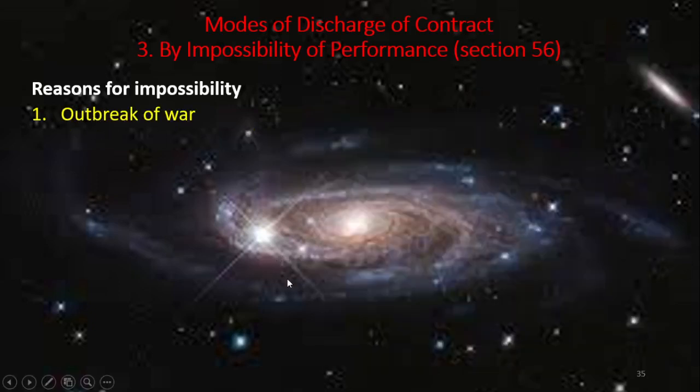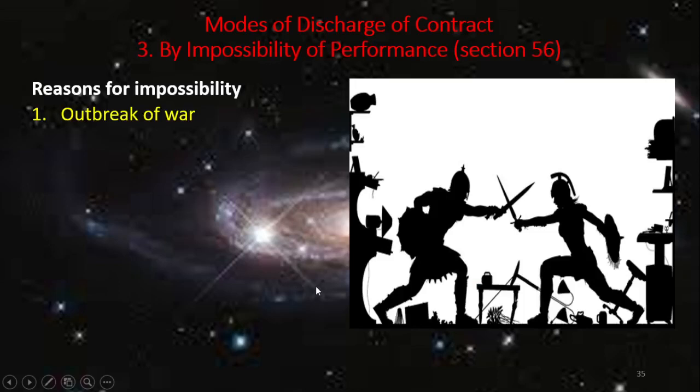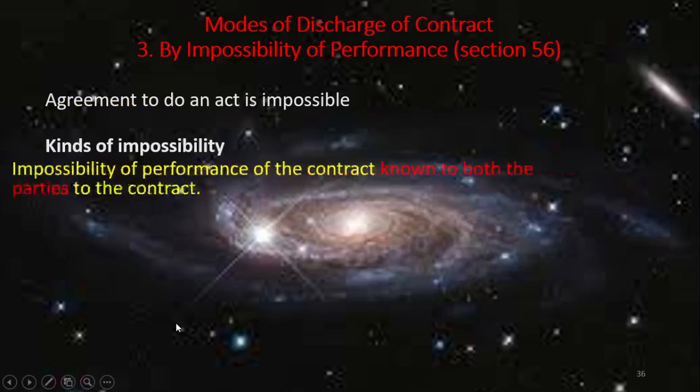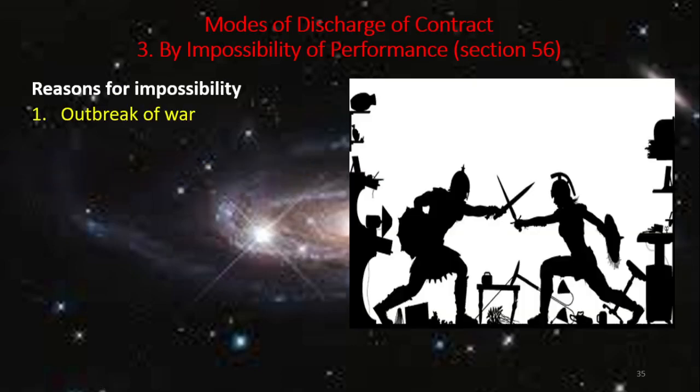Outbreak of war. So assume that you intend to purchase a car from Japan, and at the same time a war is declared between India and Japan. In that situation, you cannot purchase the car from Japan or any other country. If a war is declared between the nations, you cannot proceed with the contract with an enemy country. So, these are all the reasons for impossibility.